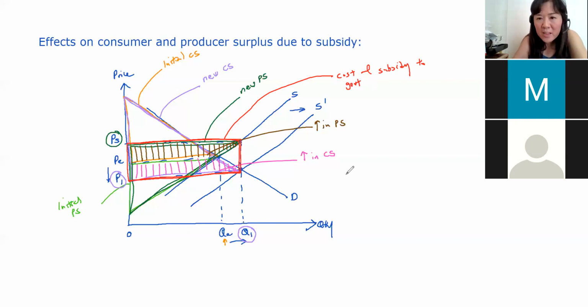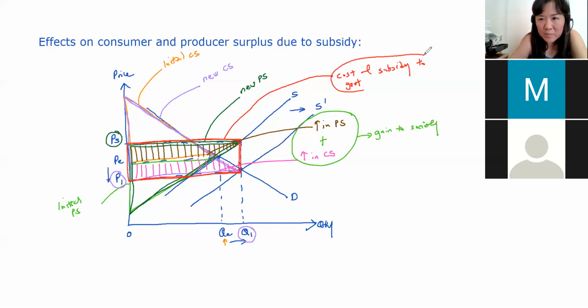All right. So you can see that increase in producer surplus and increase in consumer surplus, right? This is a gain. So I'll just put this as the increase in producer surplus and consumer surplus, it is a gain to the society overall. But the cost of subsidy to the government is like a cost, the cost brought to the society.